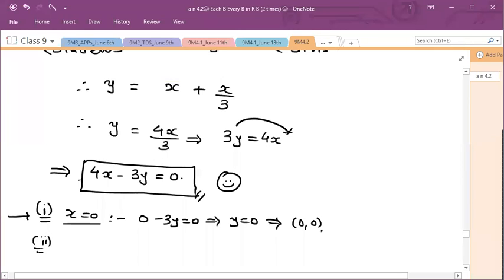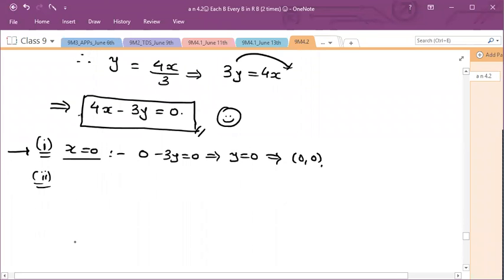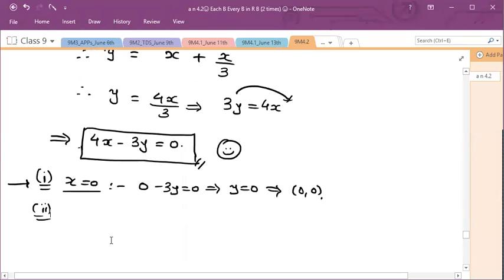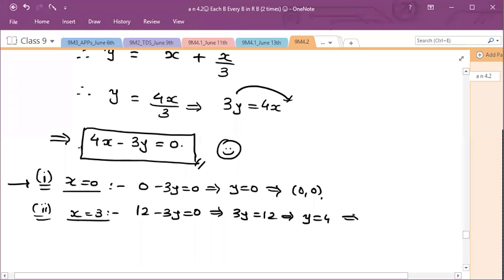Second, if I'm putting x equal to 1, you can take any value, but it will give you a fractional value, 4 ones are 3. So let us take x as 3. If I'm taking x equal to 3, then 4 3s are 12 minus 3y equal to 0 implies 3y equal to 12 implies y equal to 4. So here my point will be x equal to 3 and y equal to 4.